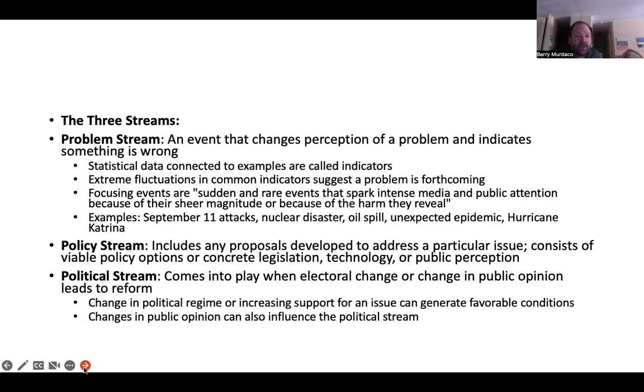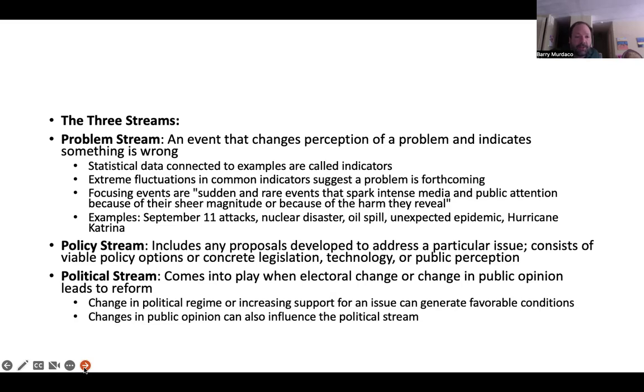Focusing events are sudden and rare events that spark intense media and public attention because of their sheer magnitude or because of the harm they reveal. For example, the September 11th attacks, a nuclear disaster, an oil spill, an unexpected epidemic or pandemic. Hurricane Katrina is another example that the textbook uses. That's the problem stream.